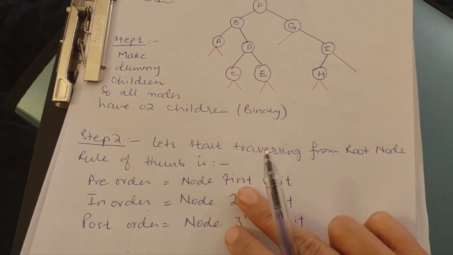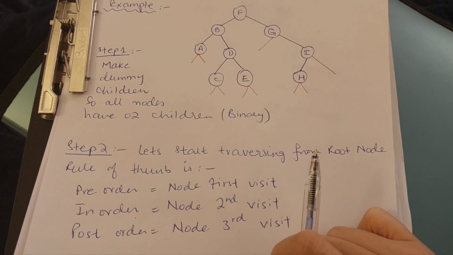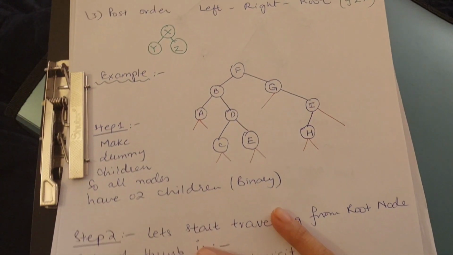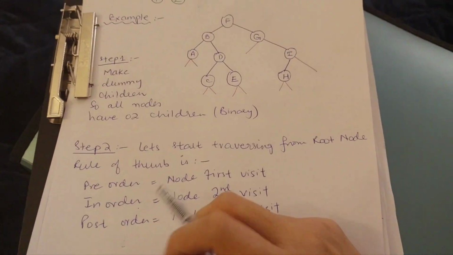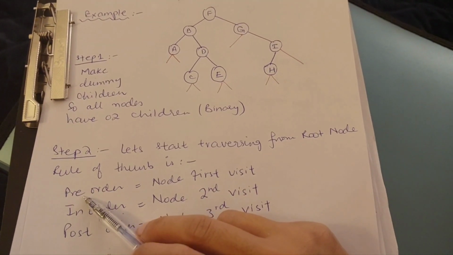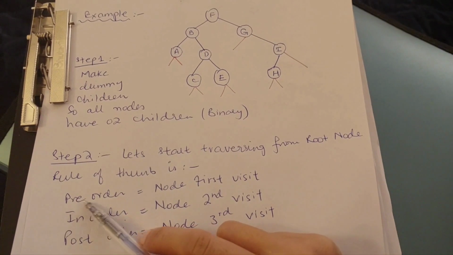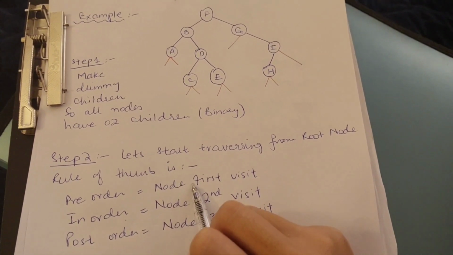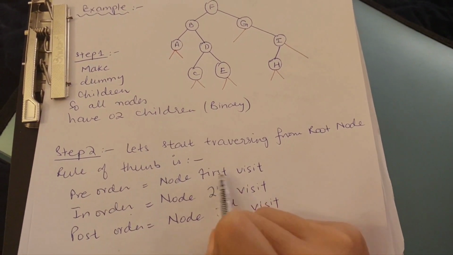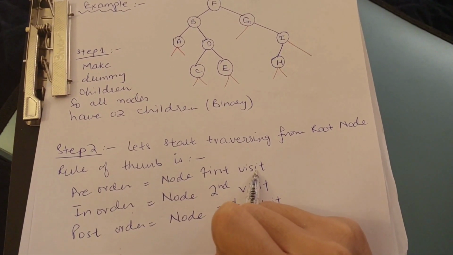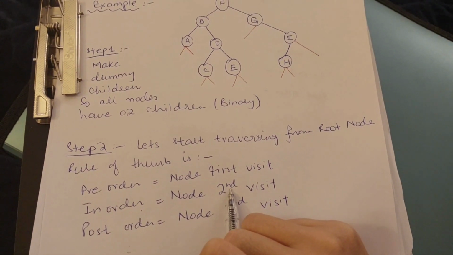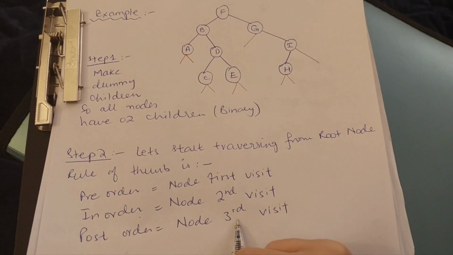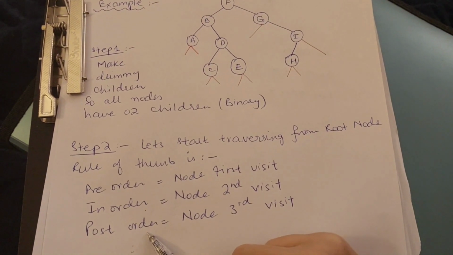Okay, so now let's start traversing from the root node. We always have to start from the root node, and there is a rule of thumb. The rule of thumb says that when we visit any node, the first visit of that node is counted into pre-order, the second visit of that same node is counted as in-order, and the third visit of the same node is counted as post-order.